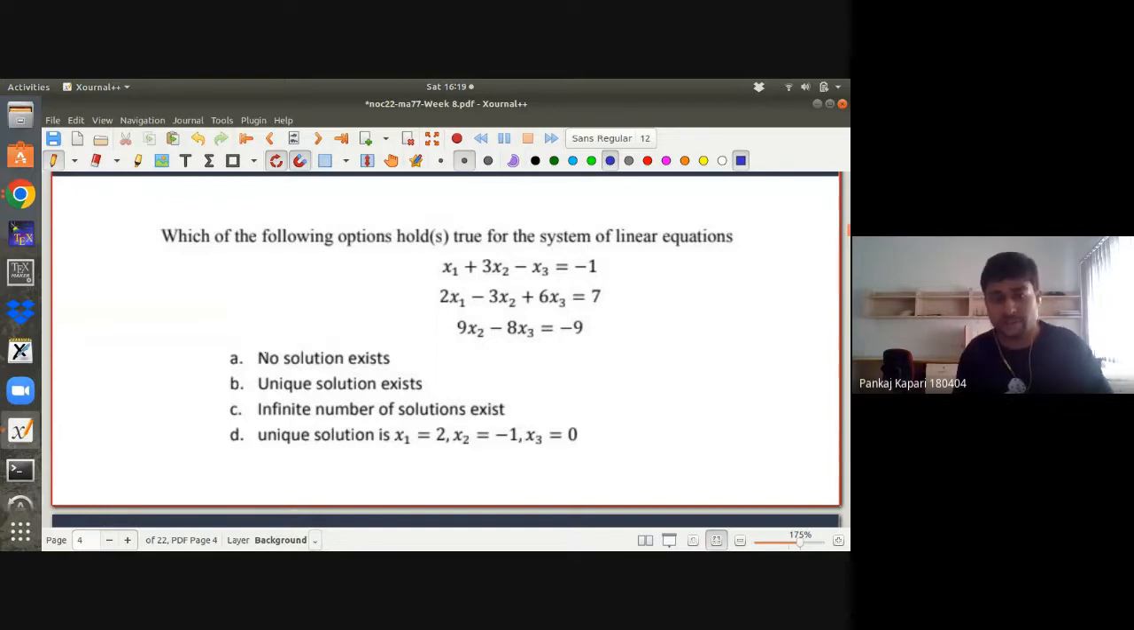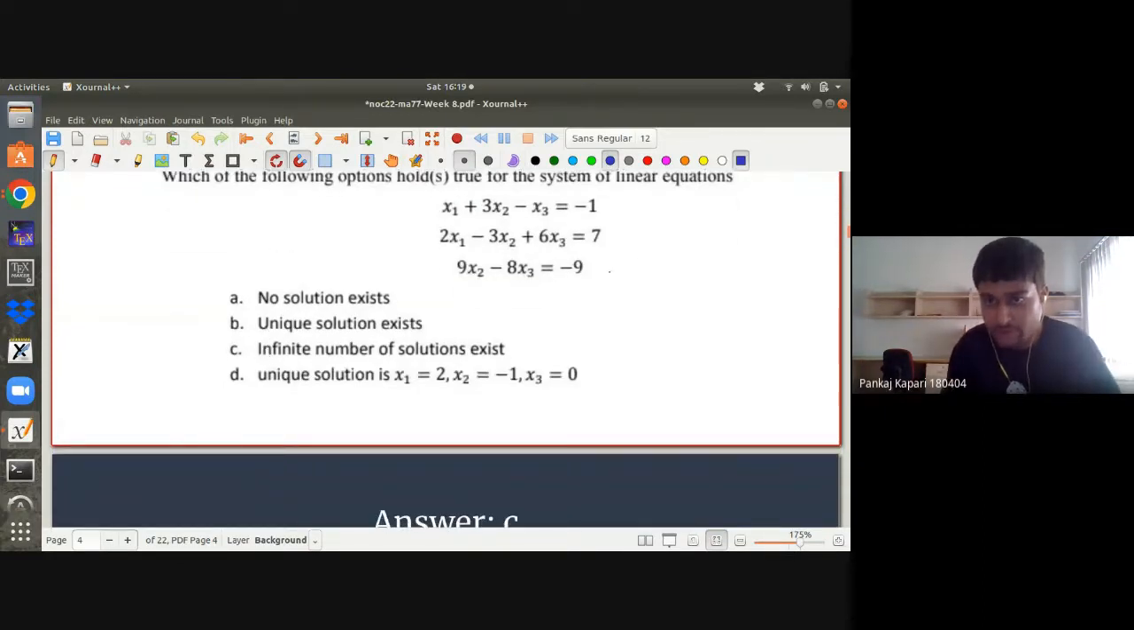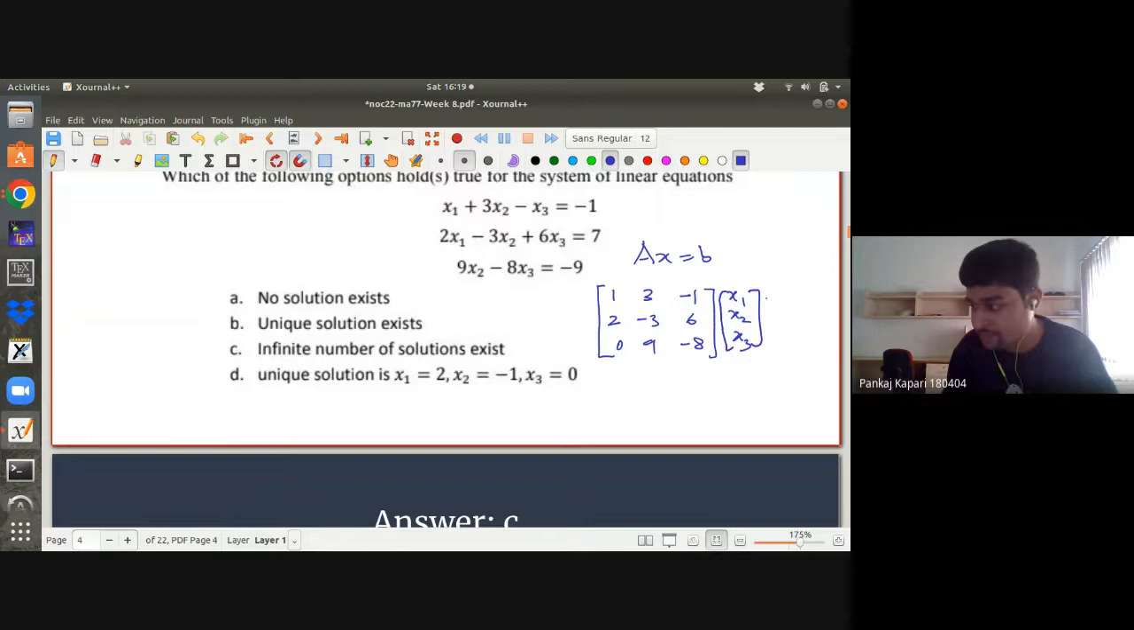Okay, so again, just write this into the matrix form. If you write this as Ax equals b, what is our A? It will be [1, 3, -1; 2, -3, 6; 0, 9, -8], times [x1, x2, x3], which is equal to [-1, 7, 9].